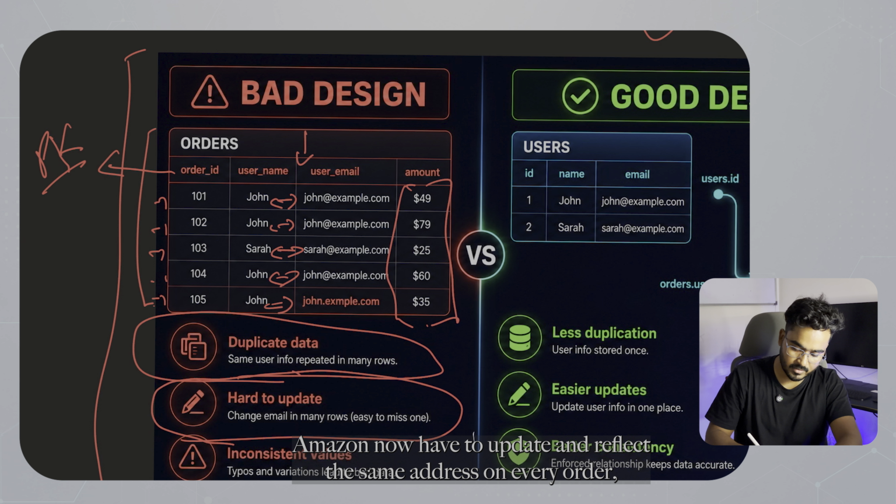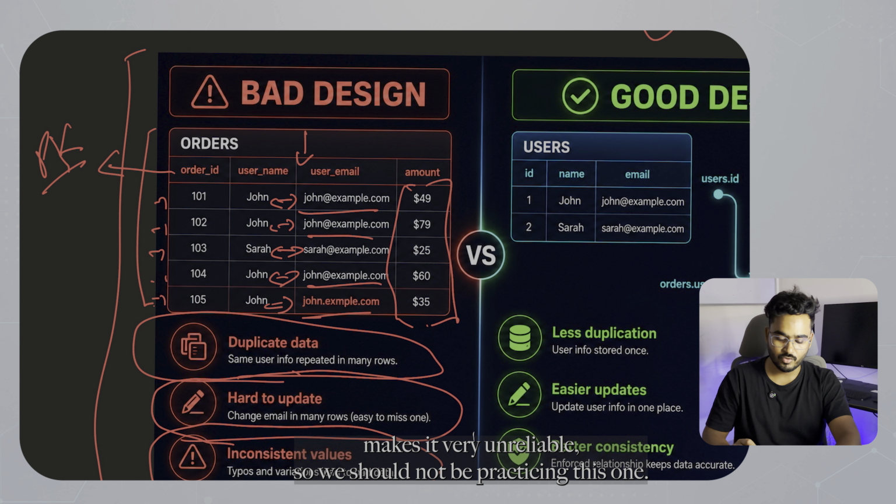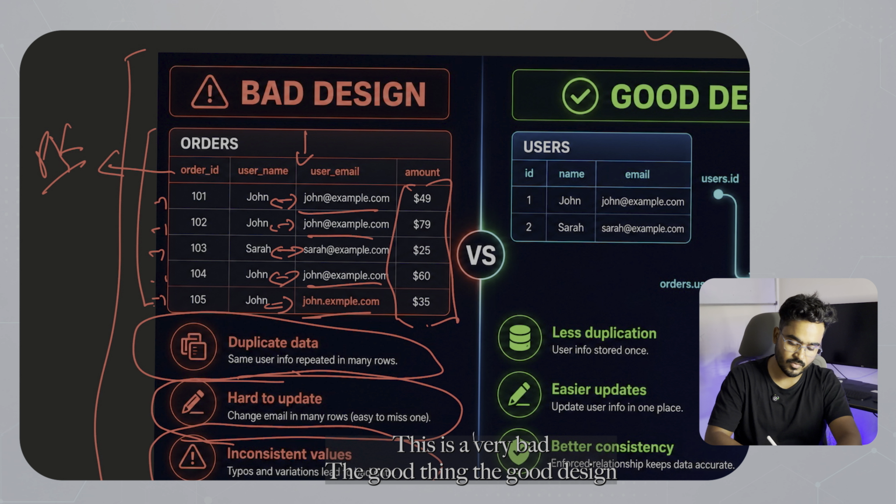There's a high chance that bad data can be updated. There's a high chance of it, since we are making a lot of changes to the orders table. So that is an indication of a bad design, and it is really hard to update every single row after any change in the user's data. This inconsistent value makes it very unreliable, so we should not be practicing this. This is a very bad concept.